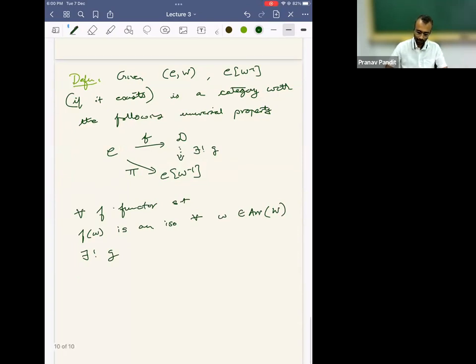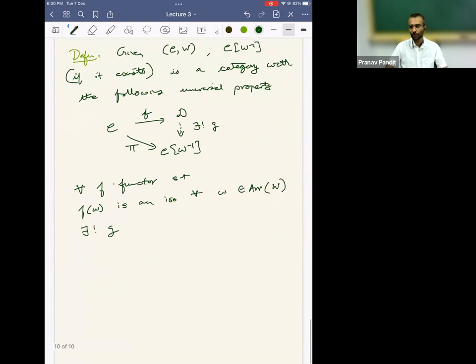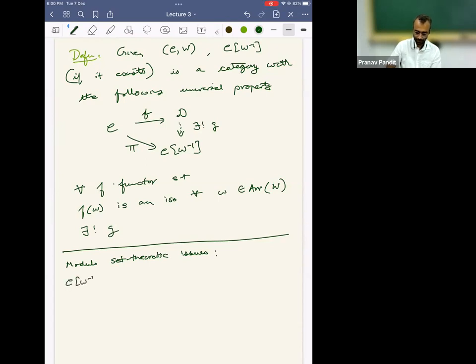And how can you construct it? So this is very similar to how you define localization of commutative rings. You want to invert some set of elements and it's defined by universal property. And if it exists, well, there's only one thing you can do. Modulo set theoretic issues, which are not very serious, C[W^{-1}] exists. It's called the Gabriel-Zisman localization.